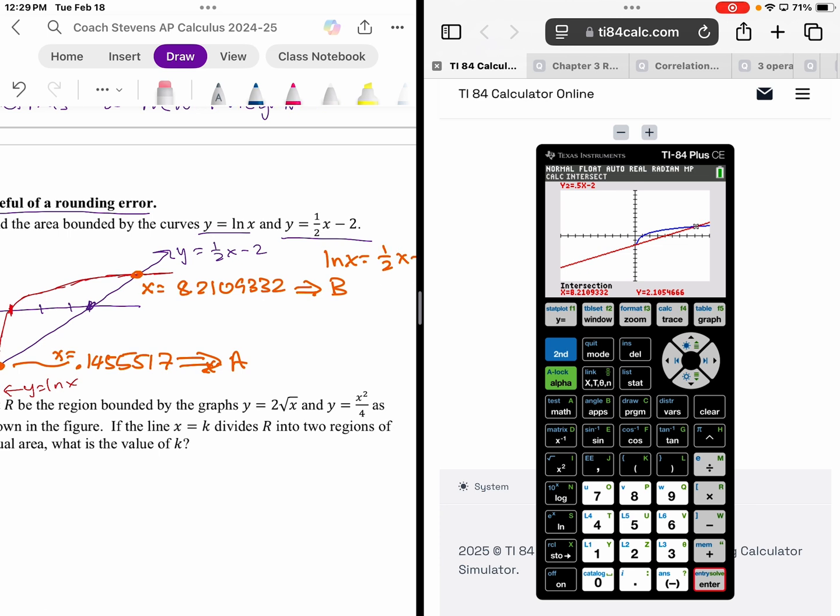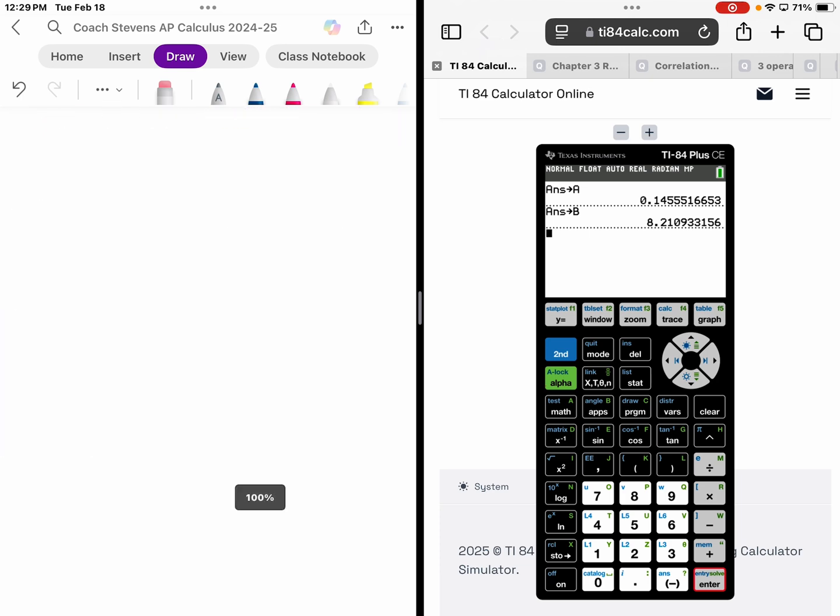So again, I press second quit, hit the store button above on, and then alpha apps gives me B. And I hit enter, and it takes that whole long decimal. Because remember, look how it took extra ones. It took 2 more place values, and it unrounded to 2. Okay, so the more accurate I can be, the better.